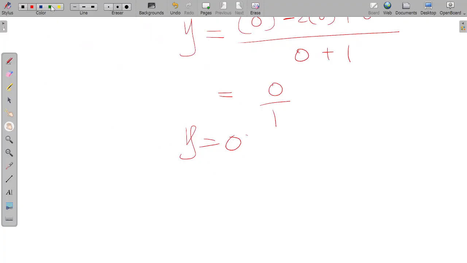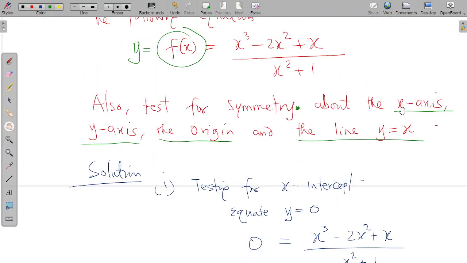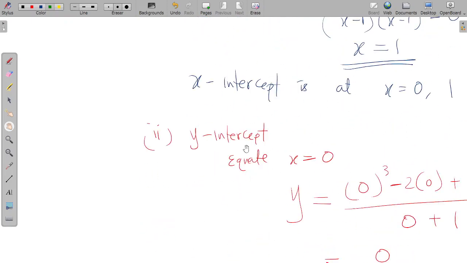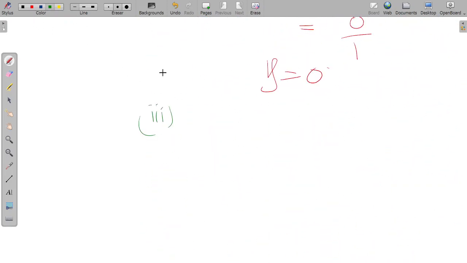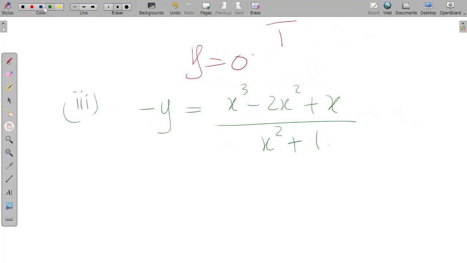Okay. Now the next thing is to go into our symmetries. The first one, we want to find the symmetry about the x-axis. What do we do when we are finding symmetry about the x-axis? We replace every y with a negative y. That means I'm going to be having negative y equals x cubed minus 2x squared plus x over x squared plus 1.